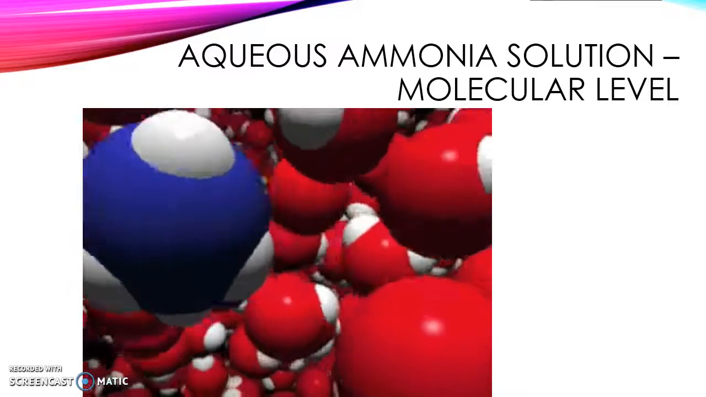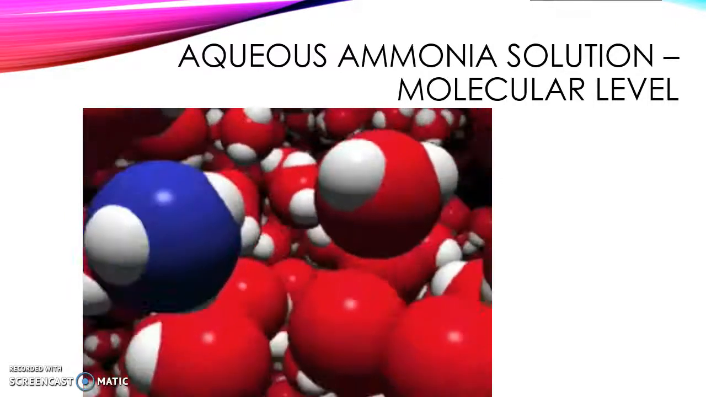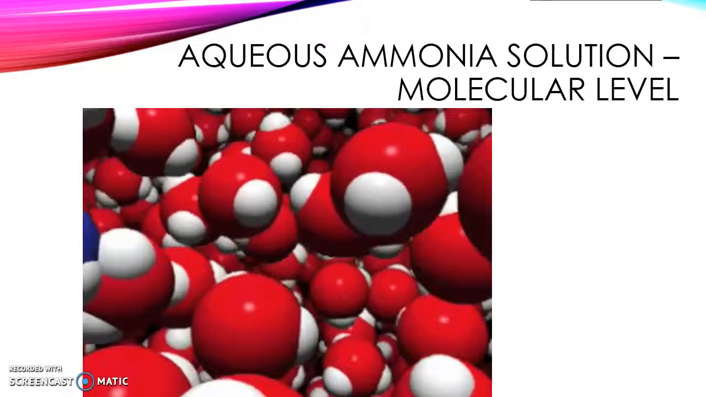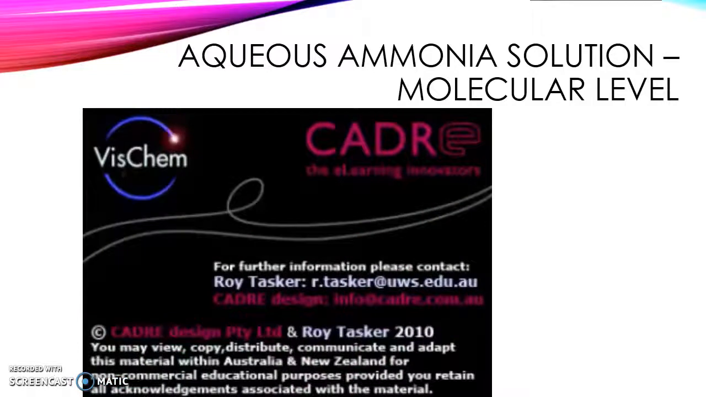Playing this animation, you can see that occasionally an ammonia molecule pulls a hydrogen ion from a water molecule, forming an ammonium ion and a hydroxide ion. Elsewhere in solution, an ammonium ion collides with a hydroxide ion to reform an ammonia molecule and a water molecule. So there's actually two reactions going on inside the solution.